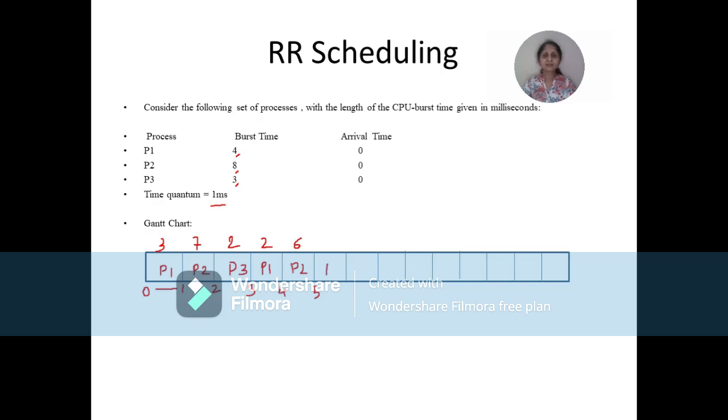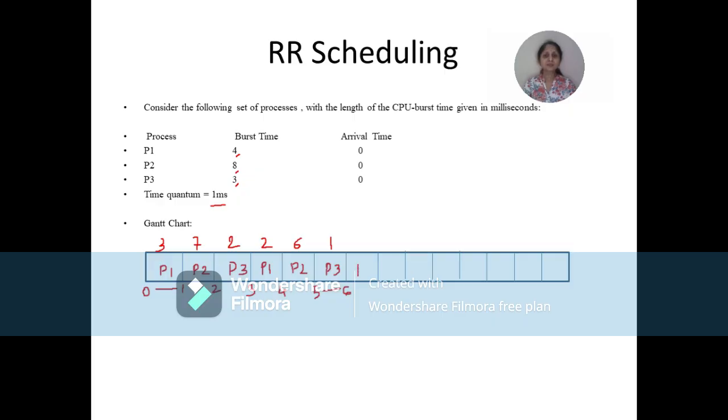Once again, P3 gets a chance to get inside the CPU. P3 will be executed for 1 millisecond. What was the remaining burst time of P3? The remaining burst time of P3 was 2 and now it is 1 because it got executed for 1 millisecond.